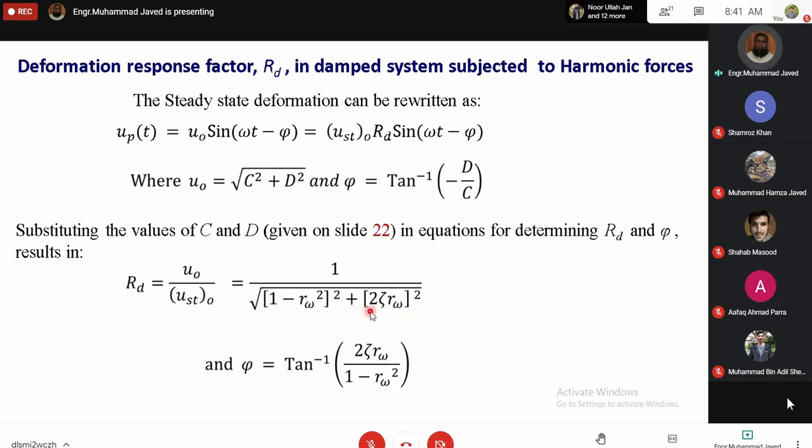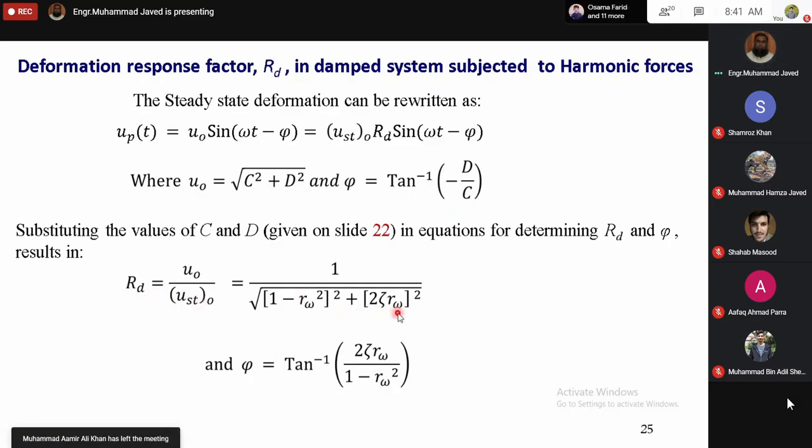तो डैम्ड सिस्टम के लिए आप डिफॉर्मेशन रिस्पांस फैक्टर इस इक्वेशन से मालूम कर सकते हैं. अगर सिस्टम अनडैम्ड है तो इसमें आप जीटा 0 पुट कर लें और इसके पुट करने से वही इक्वेशन आएगी जो कि आपने अनडैम्ड सिस्टम के लिए आप देख चुके हैं ऑलरेडी. So now deformation response factor depends upon frequency ratio as well as damping ratio.